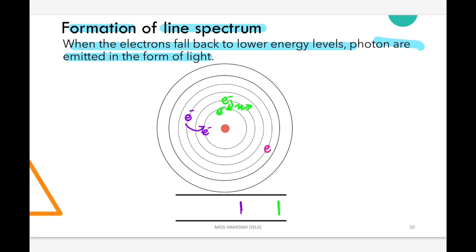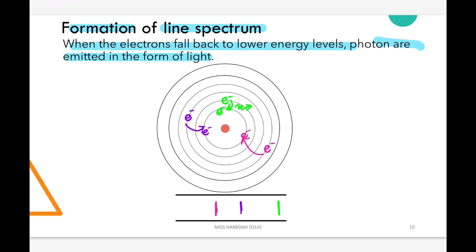This is another example of how an electron at an excited state will be unstable, and then it will fall back to a lower energy level, and during the process the photon is released in the form of light. This will give rise to the third line on the line spectrum, the one with the pink color.